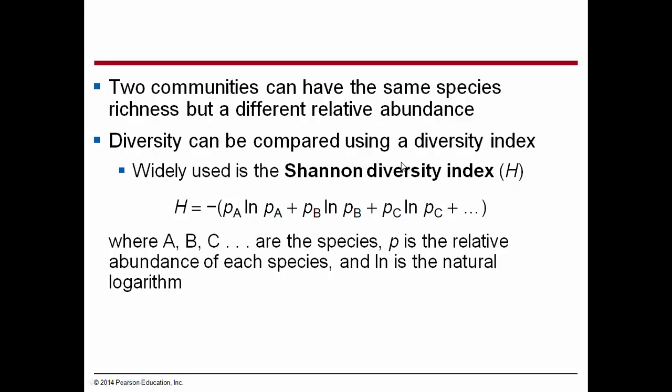Diversity can be compared by using a diversity index, and the most widely used one is the Shannon Diversity Index, which is H prime, or H equals the sum of the relative abundance of each species times ln, the natural logarithm. So basically, we're going to try to develop an index for species diversity here. We're going to go through this briefly in the coming pages, but this is going to be the topic of Lab 12, biodiversity. So we're going to go over this in more detail then.